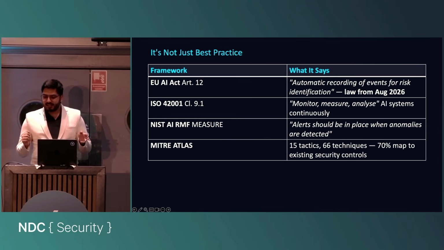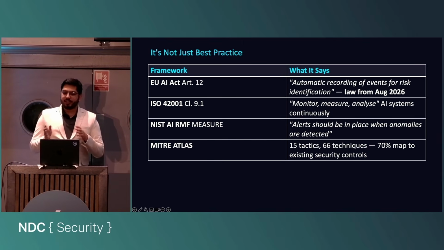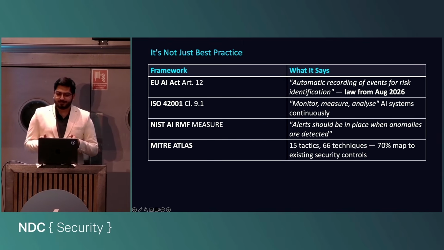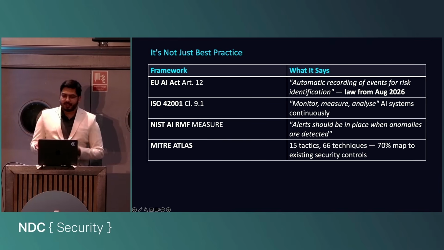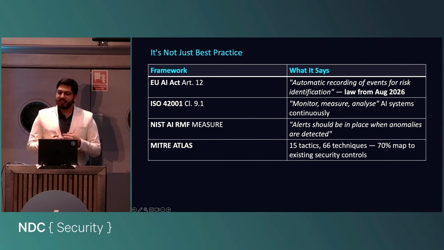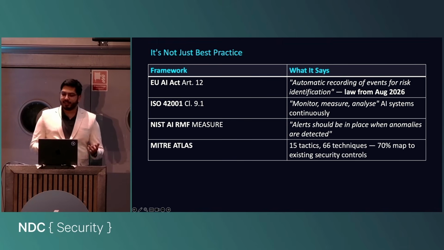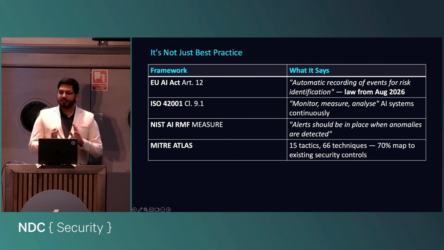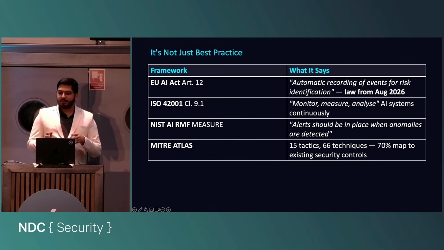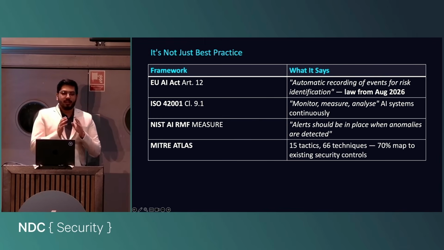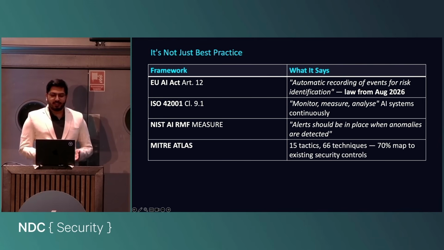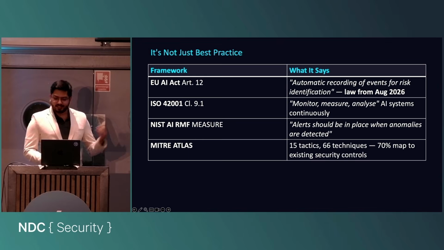ISO 42001 states to monitor, measure, and analyze your AI systems continuously. And the NIST AI RMF, and I'm quoting this directly, says alerts should be in place when anomalies are detected. From MITRE ATLAS, we have 15 tactics and 66 techniques for adversarial AI. 70% of these mitigations map to existing security controls. Every major framework basically says the same thing: monitor your AI in production. Your CISO is going to ask how you are doing this. What we are about to see now is the answer.